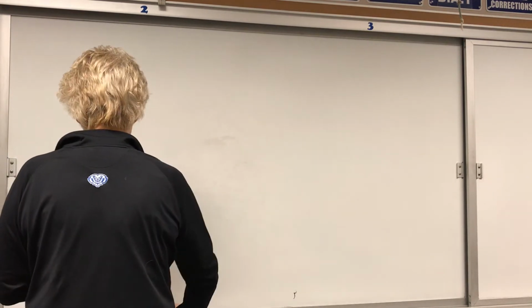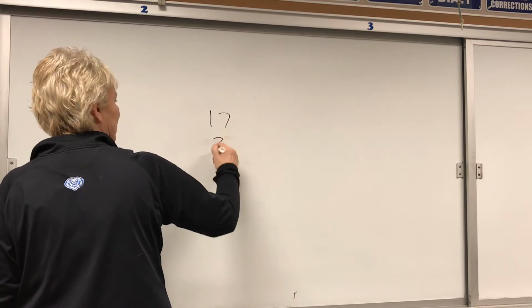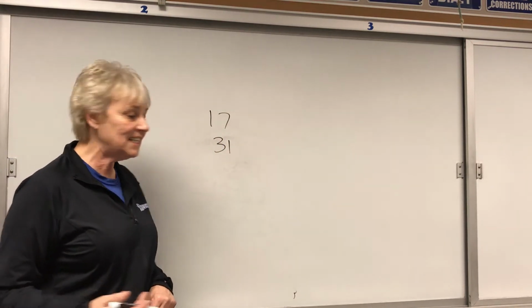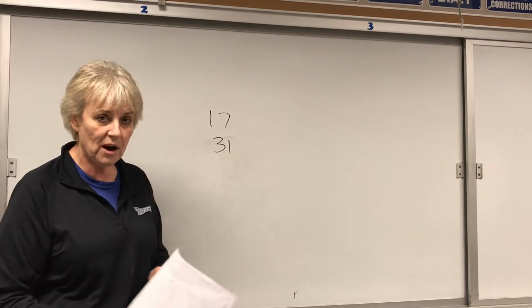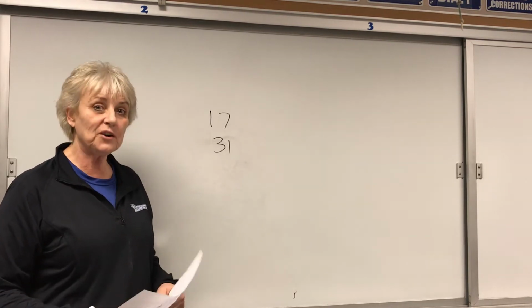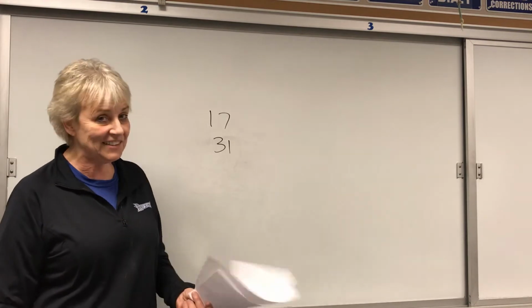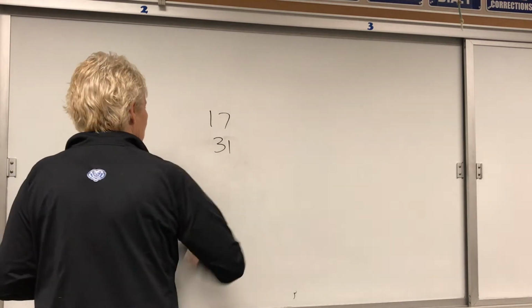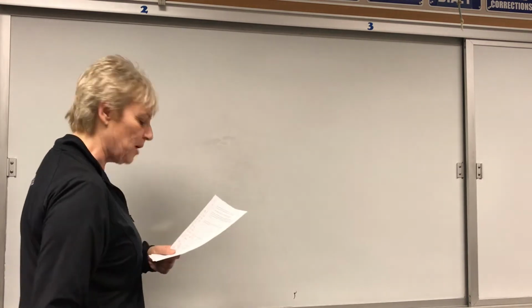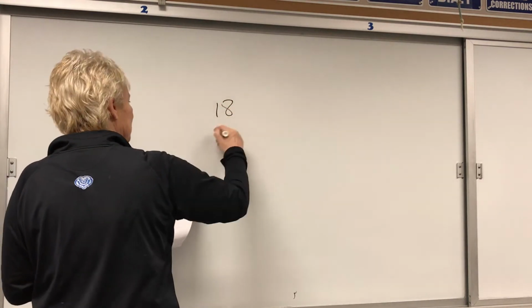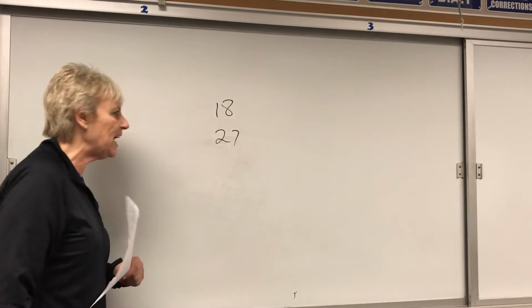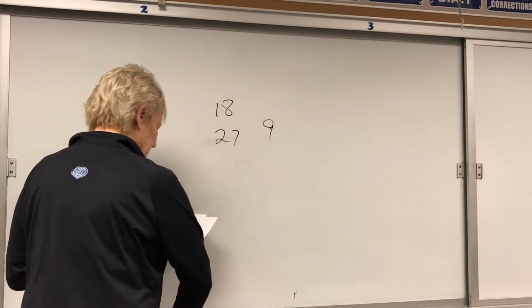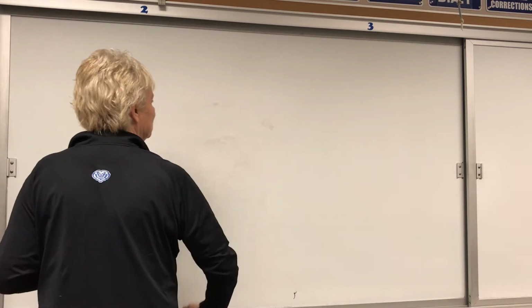Okay? Greatest common factor of 17 and 31. The only thing that goes into 17 is 1 and 17. The only thing that goes into 31 is 1 and 31. So the greatest common factor is 1. Not 0, not none, it's 1. It's called relatively prime. 18 and 27, the biggest number that divides into both of those is 9. And I hope I'm doing these right because I don't have the answers in front of me.